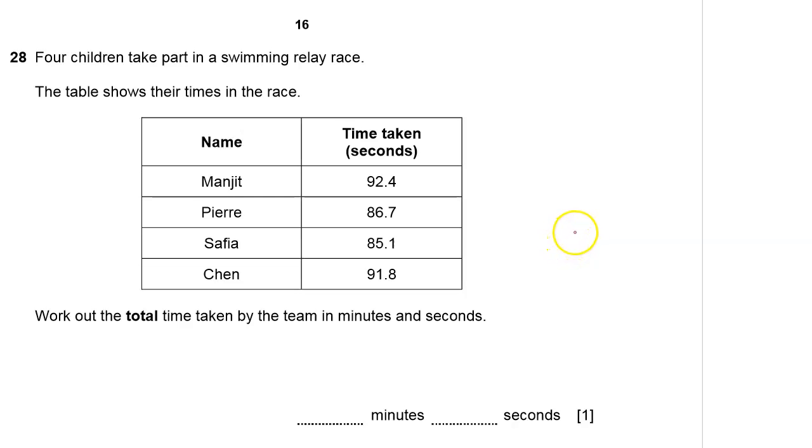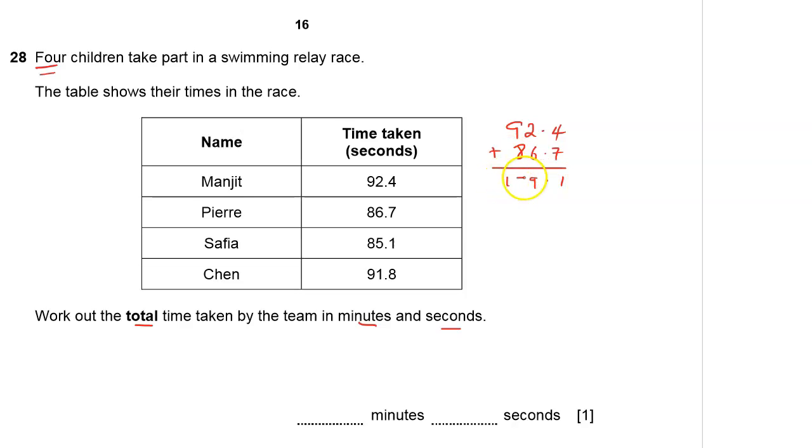Lastly, question 28. 4 children take part in a swimming relay race. The table shows their times in the race. Work out the total time taken by the team in minutes and in seconds. Here you need to add all of these times, total time. So it's 92.4 plus 86.7. What do you get?